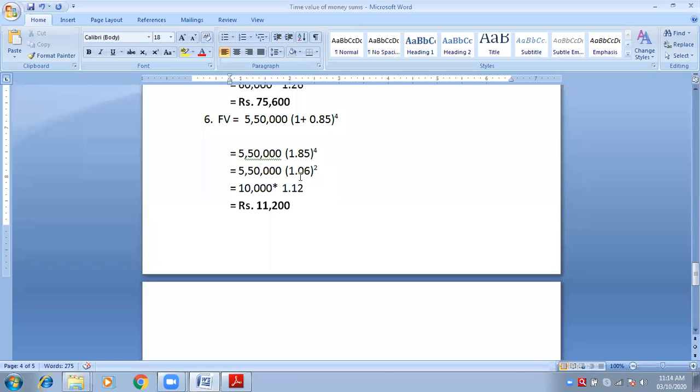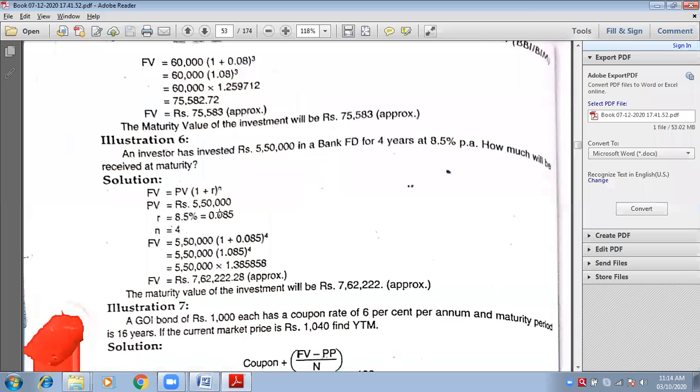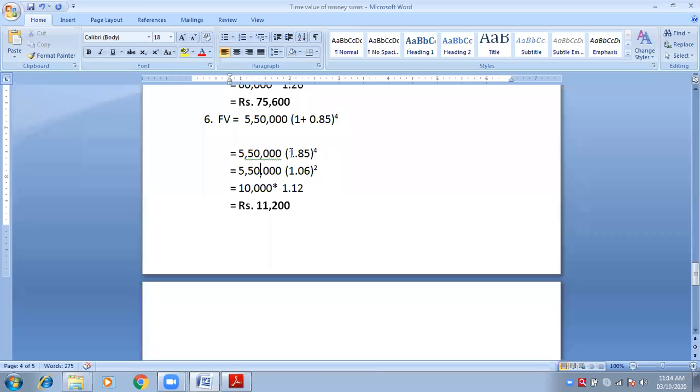No, it should not be that. Wait, it is 0.08? See, there is a mistake here. It will be 0.085, because 8.5 divided by 100 is 0.085.